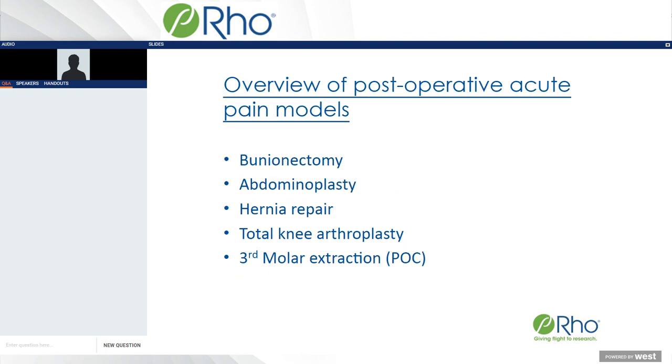Okay, so what are we talking about here when we say post-operative acute pain models? The ones that are listed here are the most common, and they all are a little different. So the top two, bunionectomy and abdominoplasty, will be your faster enrolling post-operative acute pain studies. Hernia repair is another common one, and then ones like total knee replacement are going to be a little bit slower enrolling, but also a common model that is used. We list here the third molar extraction, which is a model that is used, but typically this is more of a proof of concept model and not used for your pivotal phase 3.